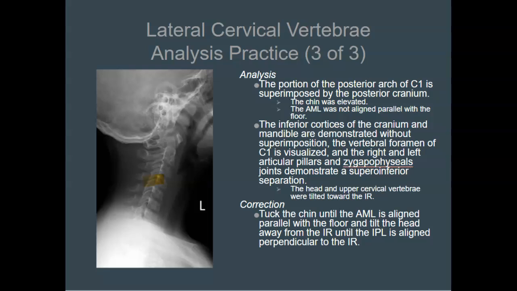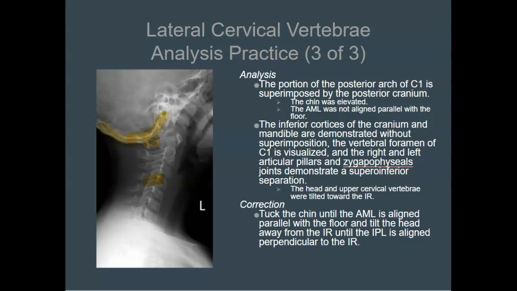You also want to look at whether the occiput is superimposing the C1 or the mandible, and in this case the occiput is. So we will make sure that when we correct this image, we need to make sure the AML is aligned parallel with the floor. You also want to look at these posterior cortices. They should be superimposed, and I see double lines there. So again, that should indicate to you that we have some head tilt.